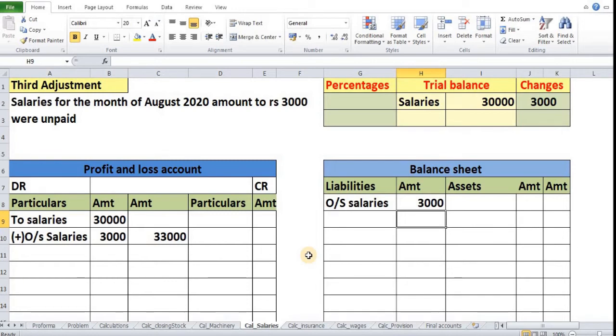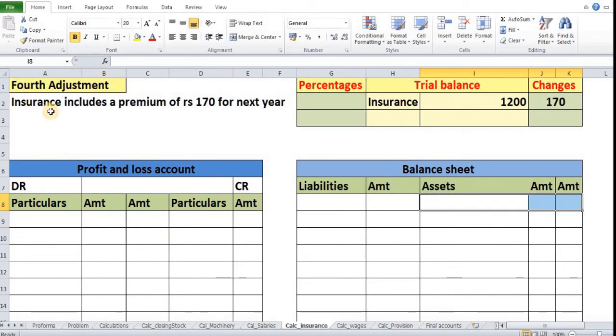Our next adjustment is insurance includes a premium of rupees 170 for next year. Here in the problem, the insurance amount is 1,200. So, insurance is considered a financial expense. We will mention insurance on the debit side of the profit and loss account as "To insurance", and in the inner column we will mention 1,200.